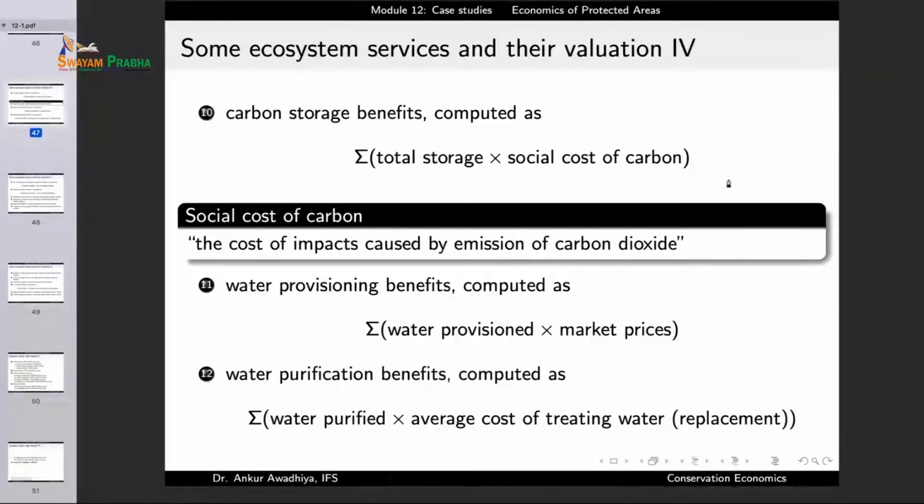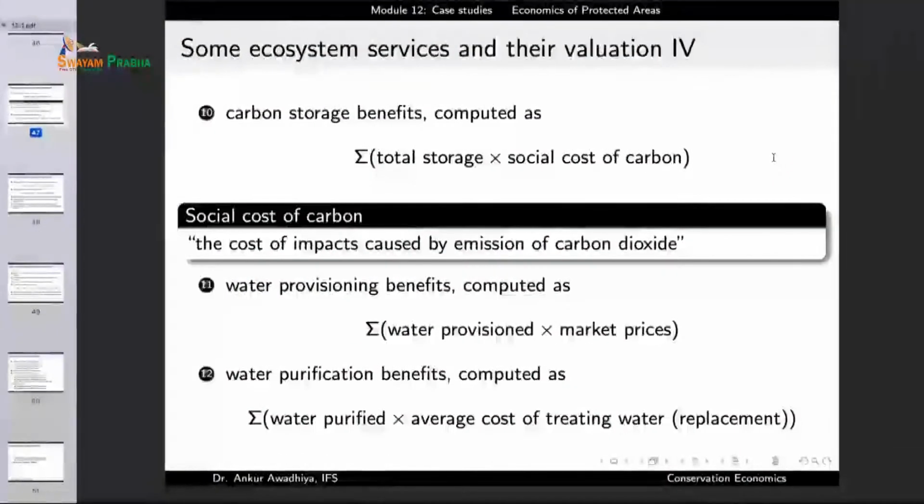What is social cost? The cost of impacts that is caused by the emission of carbon dioxide. So what we are asking is, if we did not sequester this amount of carbon, if we did not store this amount of carbon, then this carbon would have been released into the environment. It would have been there in the atmosphere. It would have played a role in global warming and in climate change. Now, because of climate change, because of global warming, there are a number of extreme climatic events. We are seeing more floods, more droughts, and things like that.